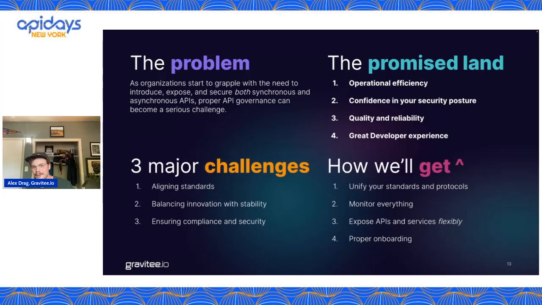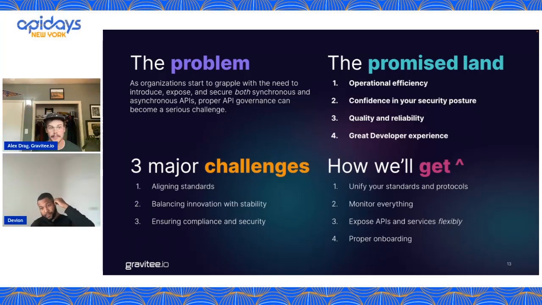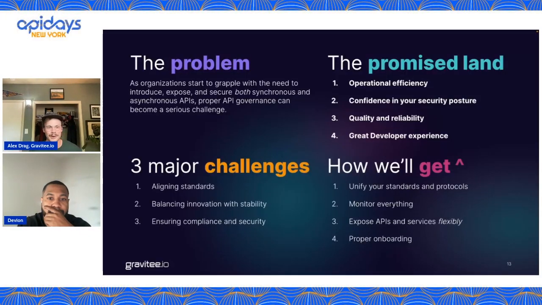Now we go to Devin and how we're going to get there. He's going to show you a demo of how you can use Gravitee and event native API management to unify your standards and protocols. I lost my slides there, I think, but he's going to show you all of these things. Yes, unifying your standards and protocols, how you can monitor all these forms of communication, expose your APIs and services flexibly. This is a really cool thing.